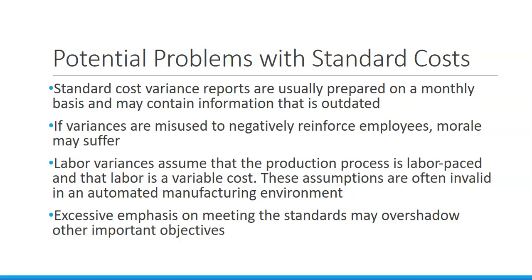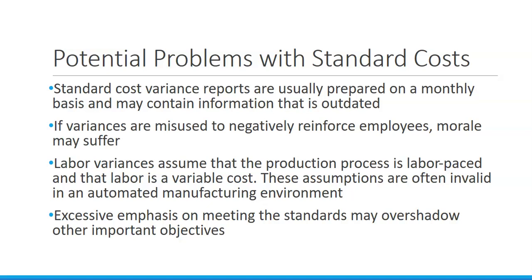For example, a negative price variance can just be caused by increased supply and demand. That could just be an economic issue that caused a materials price variance from our standard. We know that costs fluctuate based on things that are completely outside of the company's control. Our labor variances also assume that our entire production process is labor-based. So that's not always true if we have a highly automated manufacturing environment.